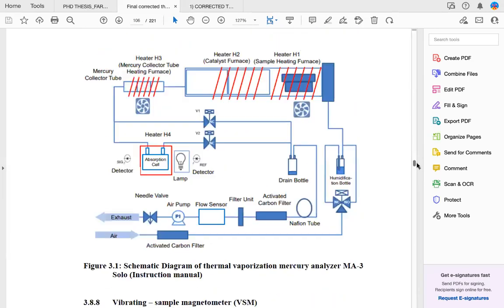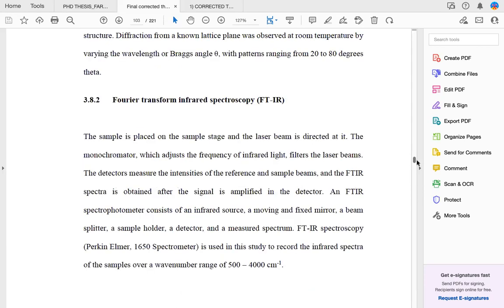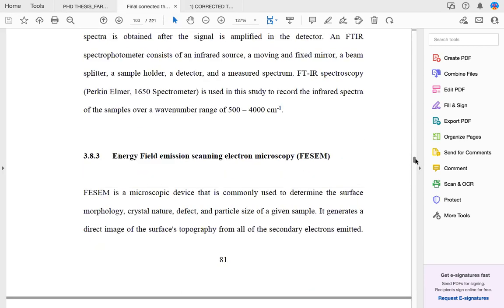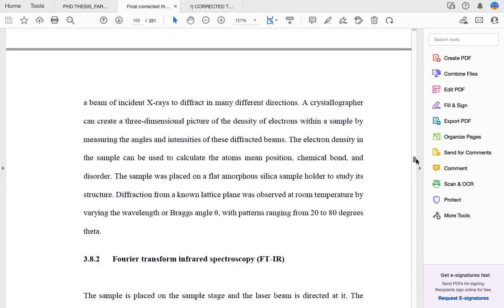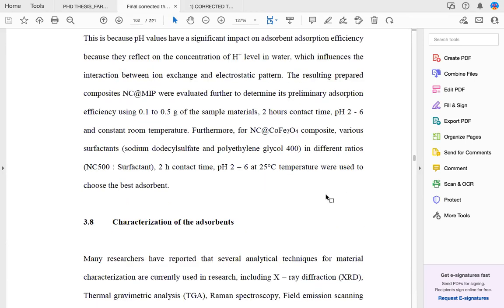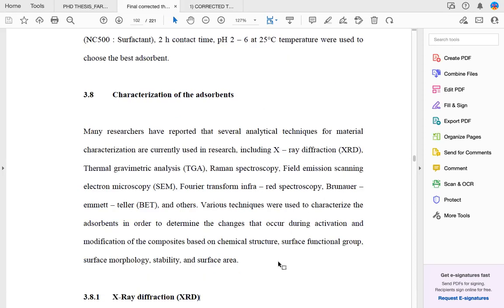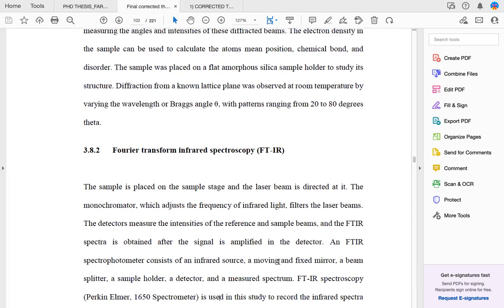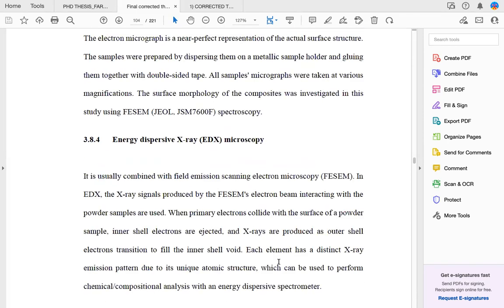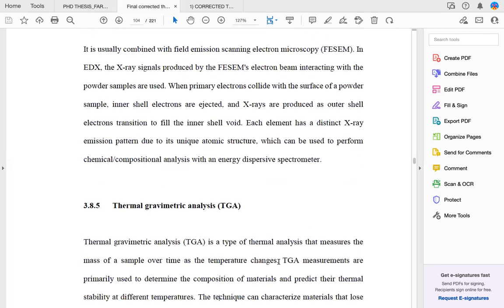Okay. So here there are some other common techniques. We have done FESEM, right? And we have done XRD, FTIR. There are some other things that are also useful for you to know, like TGA, Raman, that you can use for characterization of material. Okay, so let's look at others.